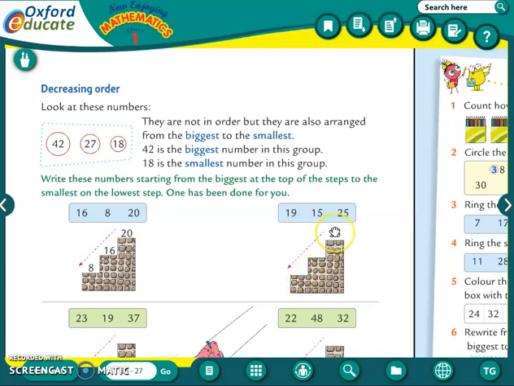So now again, in decreasing order what do we do? We go from the biggest number to the smallest number. In this we have to go down the stairs. So the biggest number will come on the first step, then the number that is smaller than it will come on the second step, and the smallest number will come on the last step.